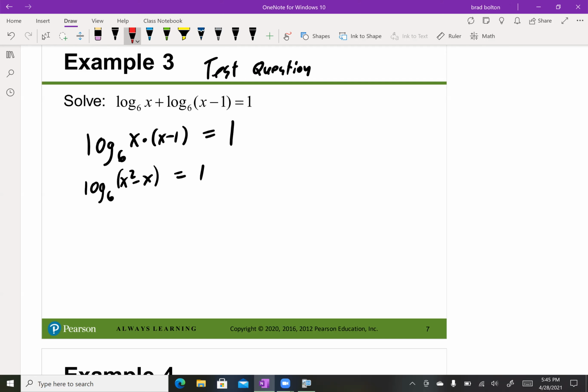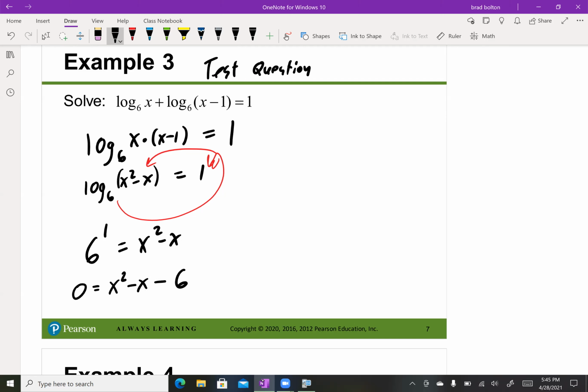Now we know that when we want to solve a logarithm for x, we can rewrite it as its exponent. So this becomes 6 to the 1 equals x squared minus x. And then this will now become 0 equals x squared minus x minus 6. Let's factor this. So (x minus 3) times (x plus 2), sorry about that, equals 0.